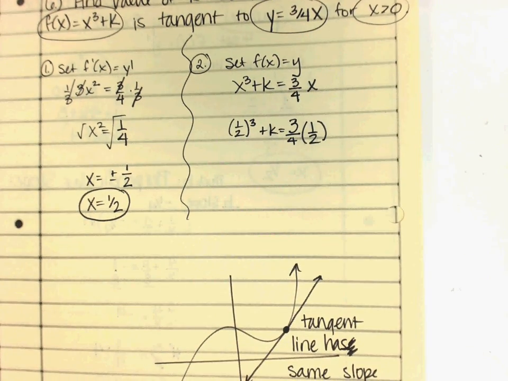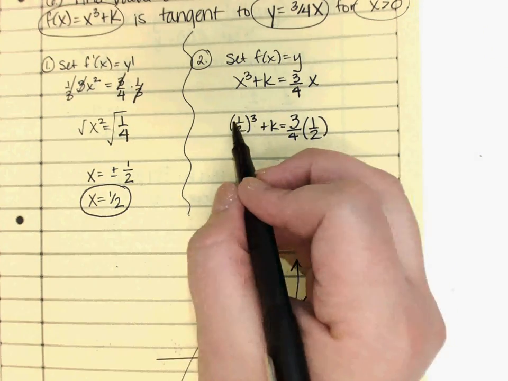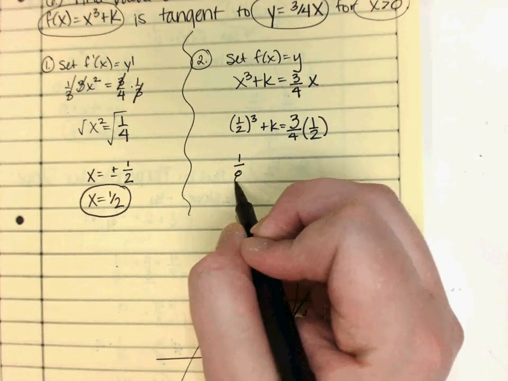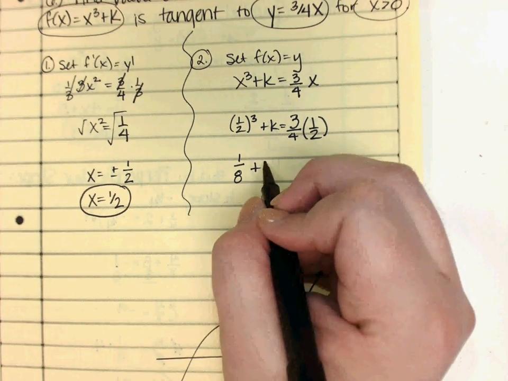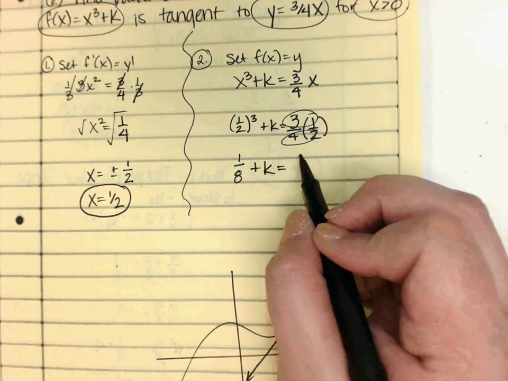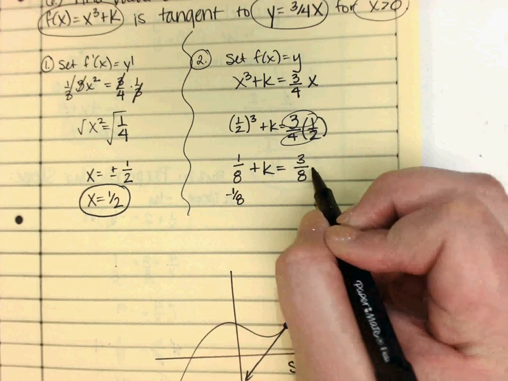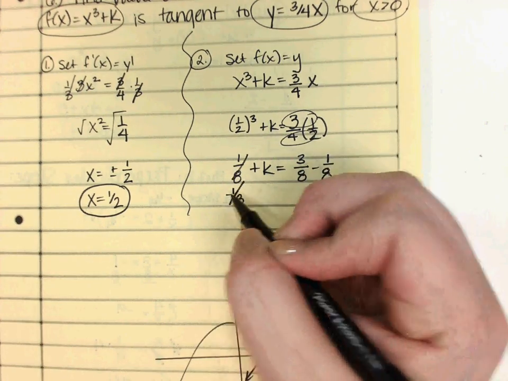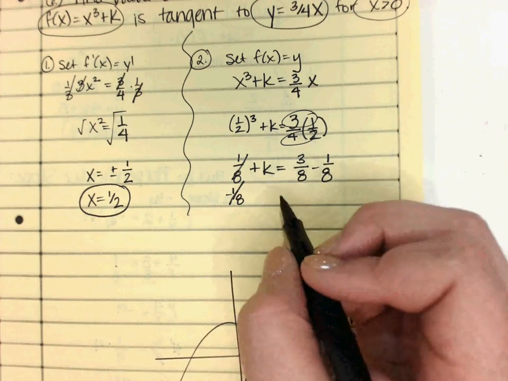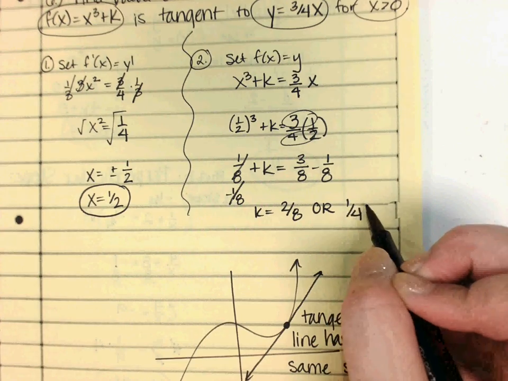Now, this is going to work out pretty convenient for us because our denominators end up matching. What is a half if I cube the top and the bottom? 1 cubed is 1, 2 cubed is 8, plus k. And then on the other side, fractions, you times the tops and the bottoms, what do you get? 3/8. So if it's 1/8 plus k, how do I get rid of the 8th? Minus the 8th. And then k equals 3/8 minus 1/8, which is 2/8 or 1/4.